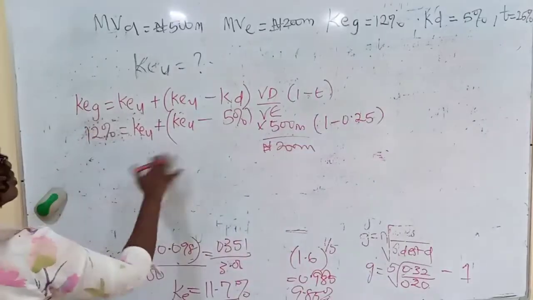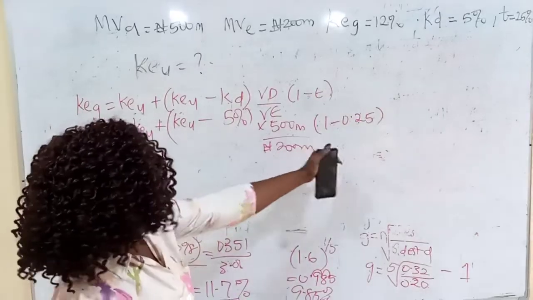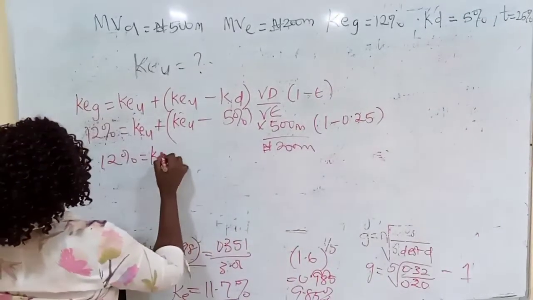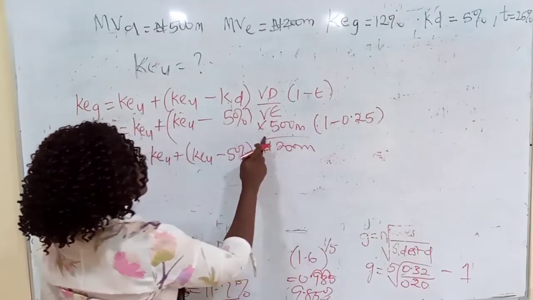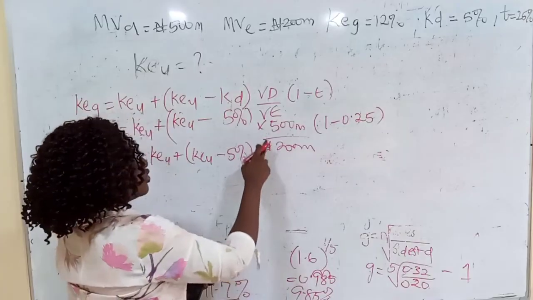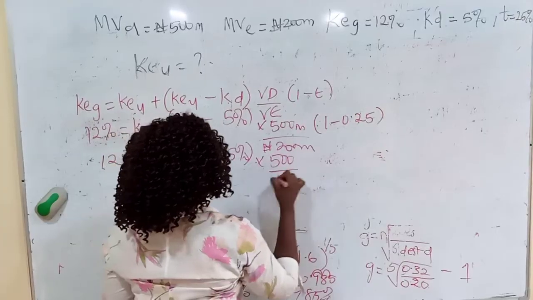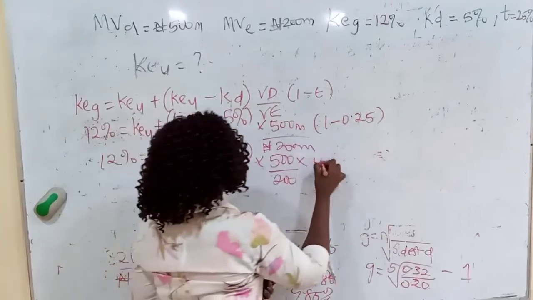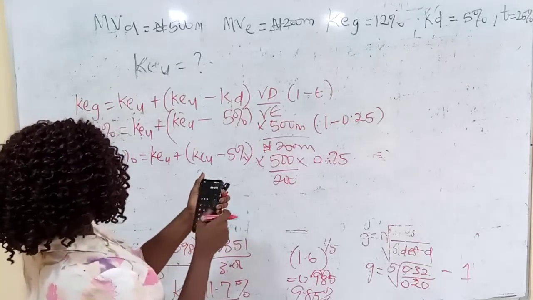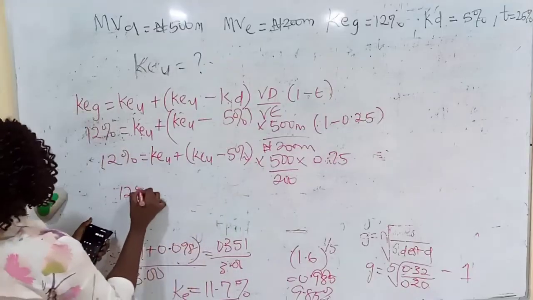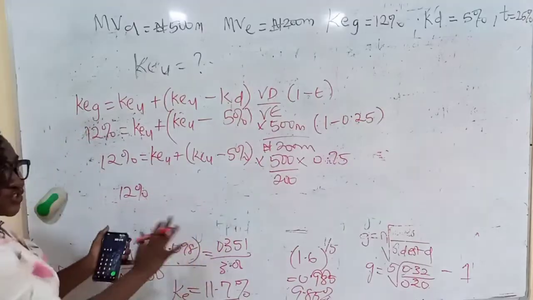So we now start solving. You have 12% equals, first of all, deal with this side. 12% equals KEU plus KEU minus 5% into 5 divided by 2. Should we do 5 divided by 2 or just do 500 over 200 times 1 minus 0.25, which is 0.75? 500 times 0.75, that's 375. So you have 12%. Don't be writing all of this as if you are doing secondary school math. Just punch it in your calculator and put the answer.